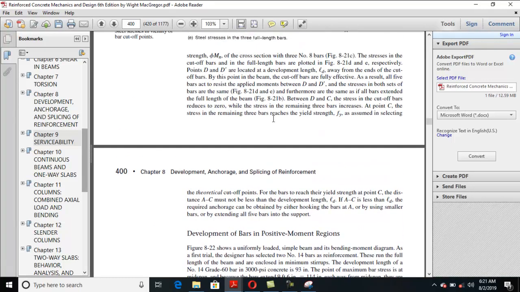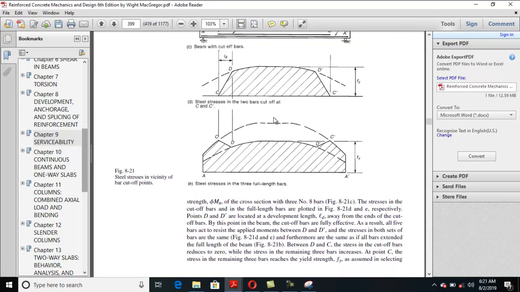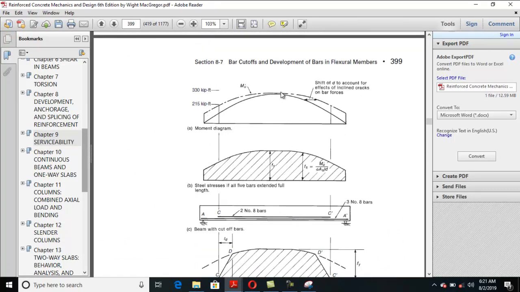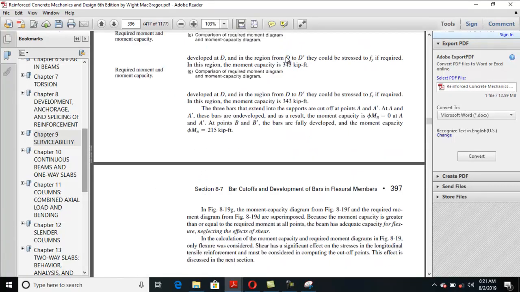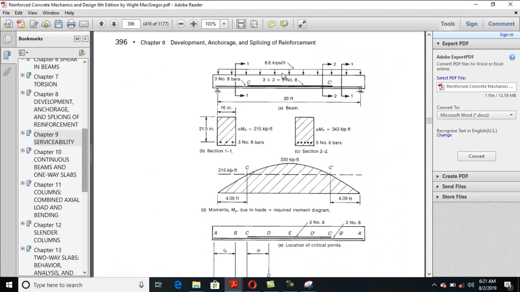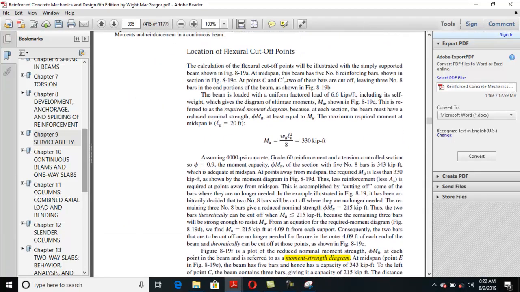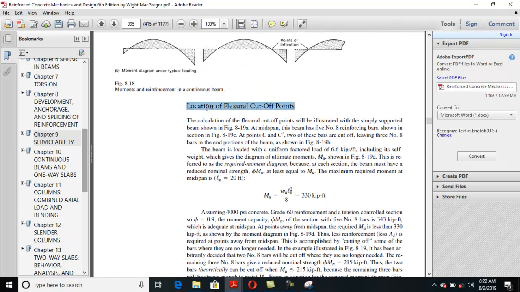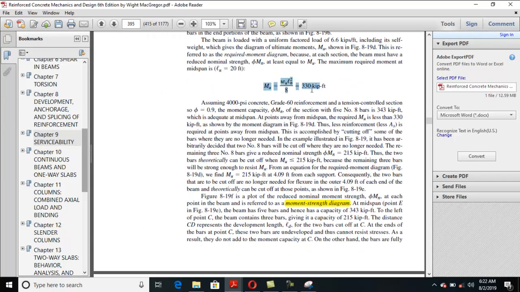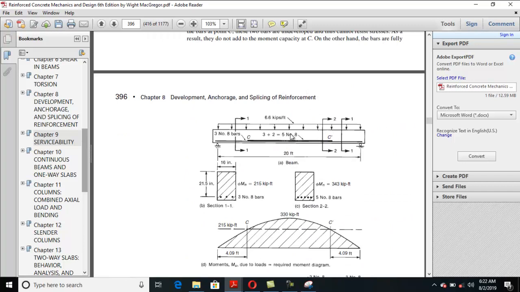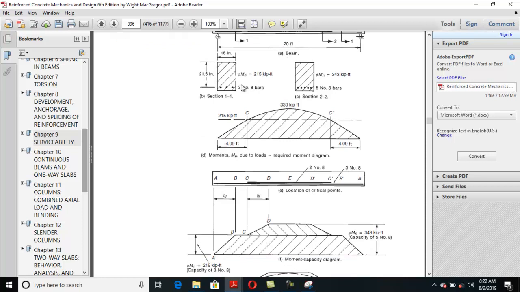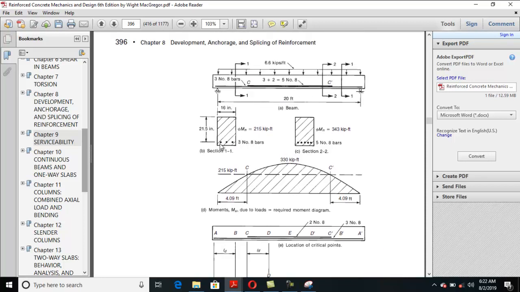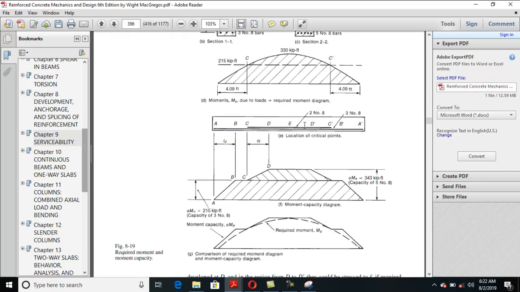McGregor represented more than Nilson. This is the same question which I did in lecture 9. So same question, he starts the cutoff point and cutoff locations of cutoff bars from this discussion. 330 is the maximum, and they provide 5 number 8 bars, and then they cut 2 bars. You can see this is the cross section at this point, and this is the cross section at mid. You have 5 bars, and at the supports you have 3 bars. Same diagram.